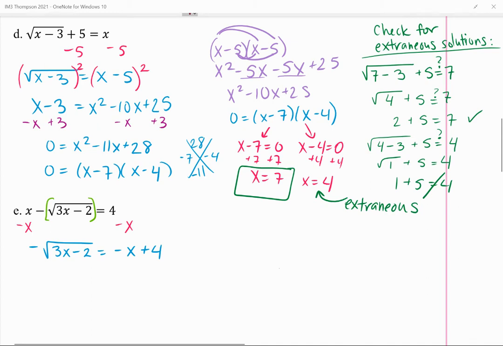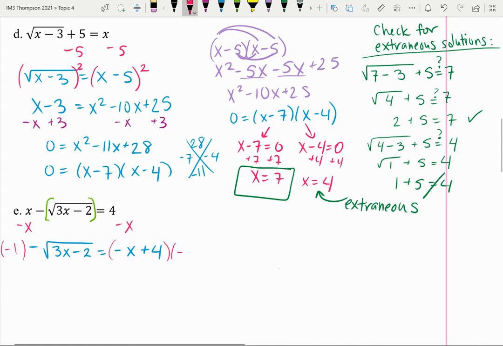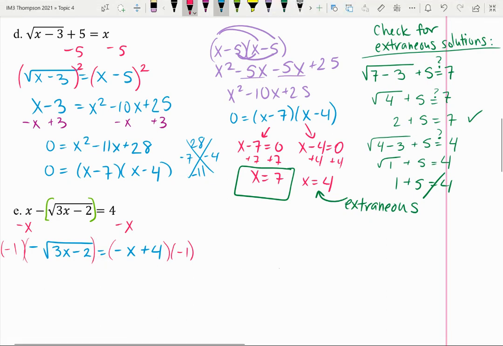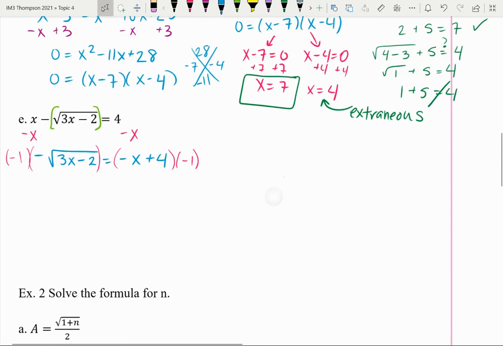You can do that in a couple different ways. You can think of multiplying both sides by -1 or dividing both sides by -1. They're the same thing. Give you the same result. So when I multiply the left-hand side by -1, I'm just left with the square root of 3x minus 2. And when I multiply the right-hand side by -1, I get a positive x and a minus 4.